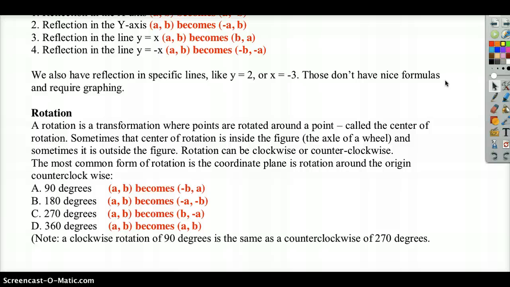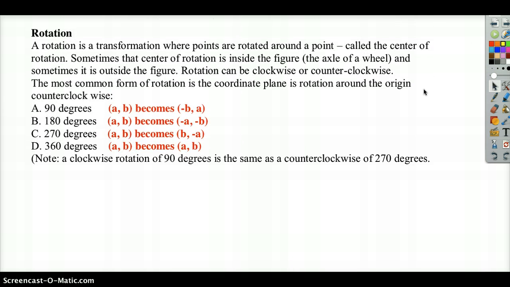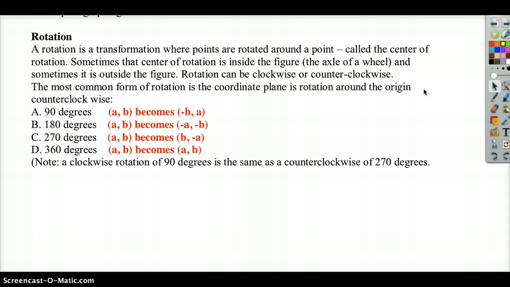Okay, so again, just like before, in the very first ones, we had a list of formulas that I think it's easy for you to commit to memory, and I think you'll be okay once we really start working.